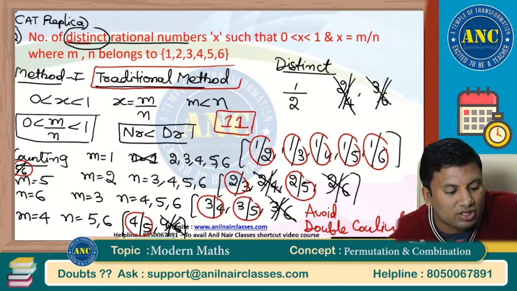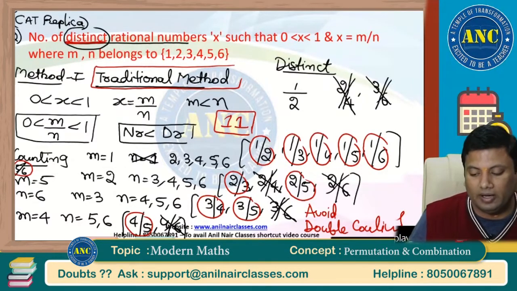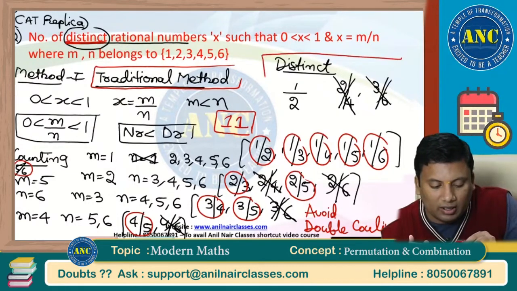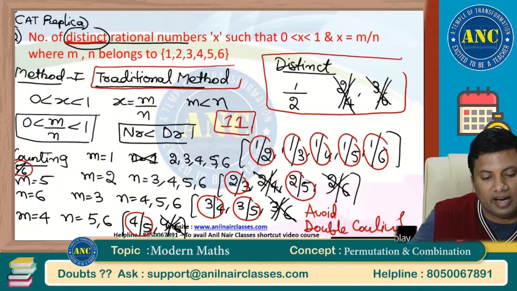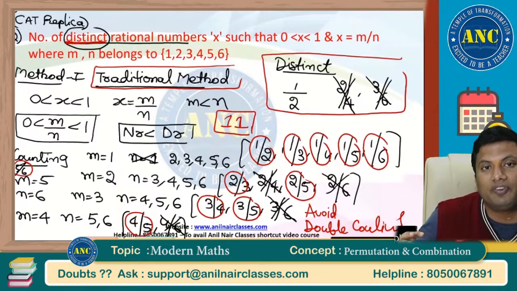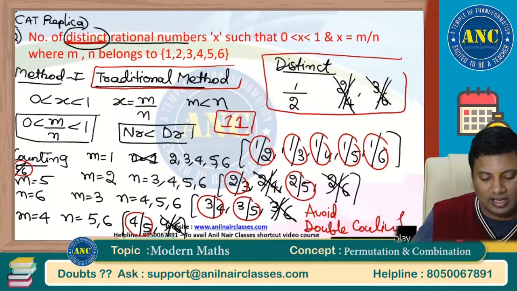Please read the question. This is where you will lose marks. It says distinct. Distinct means double counting should be avoided. This is the beauty of this kind of CAT exam question, where you feel that you know the problem, but while doing the counting you will make a mistake. But this method number 1 is a little time-consuming.